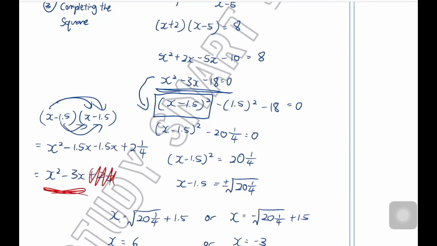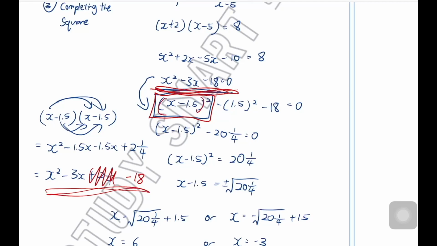Of course, this is still not the original equation. So I'm going to add a negative 18, so that now this equation is consistent with the original equation that I began with, even before starting to complete the square, before I have this bracket square form.